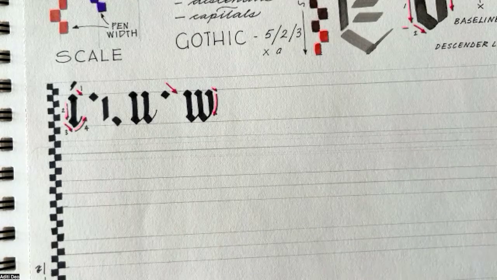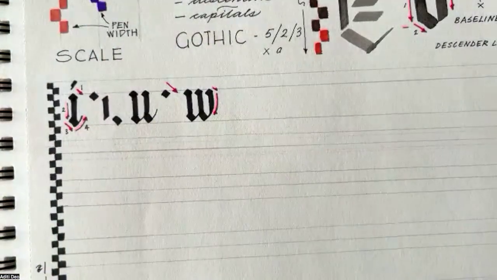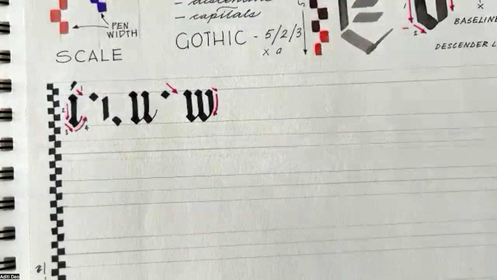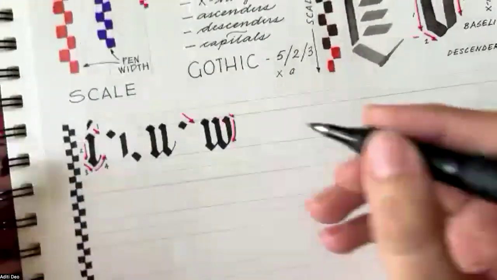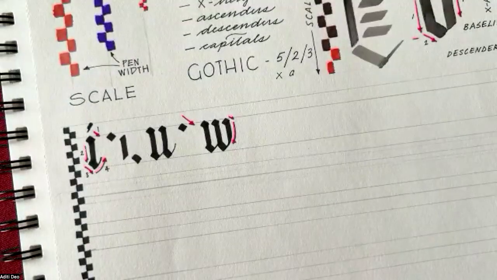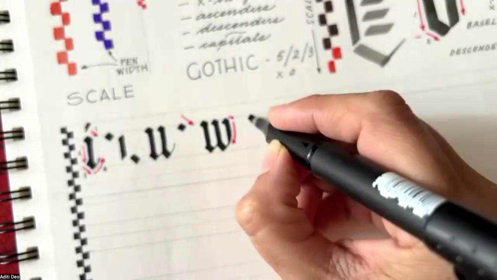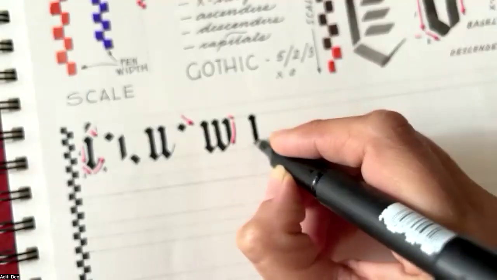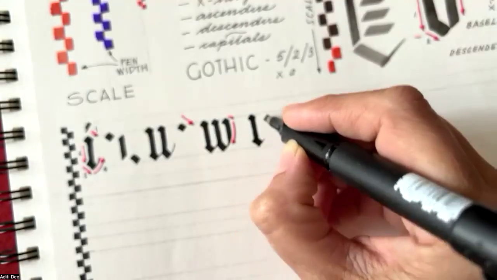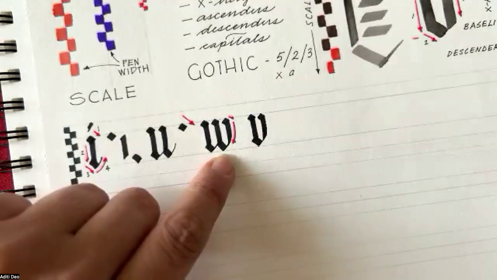Okay, the next letters, let me just make them for you. They're all now a combination of these. So the next letters are N and M. Or we can also make a V before that. Yes. So V would just be the second part of W.